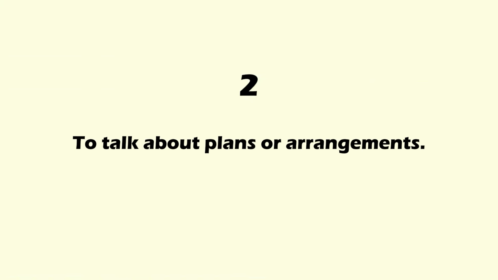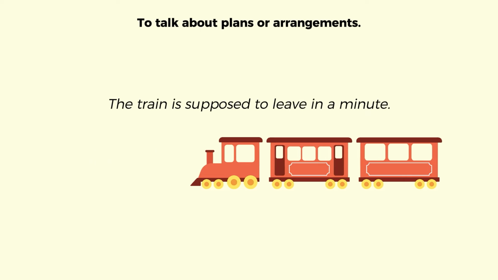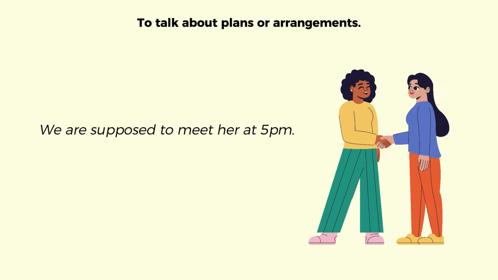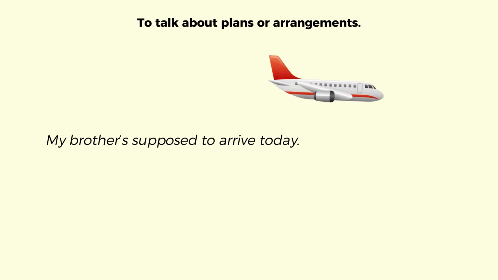2. To talk about plans or arrangements. Here are examples. The train is supposed to leave in a minute. We are supposed to meet her at 5 p.m. You are supposed to call him after 2 o'clock to report the situation. My brother's supposed to arrive today.